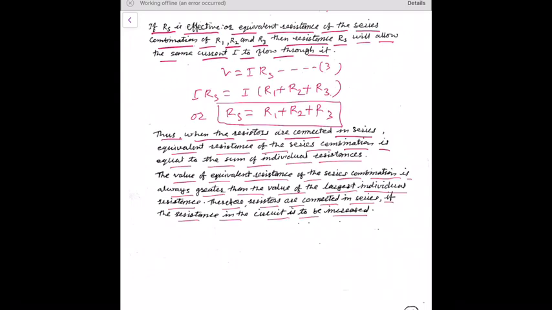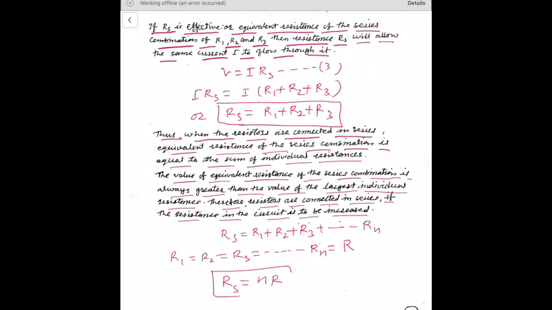If there are n resistors connected in series, then Rs is equal to R1 plus R2 plus R3 ... Rn. If R1 is equal to R2 is equal to R3 is equal to ... Rn is equal to R, then Rs is equal to nR.